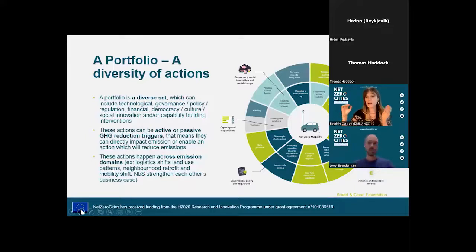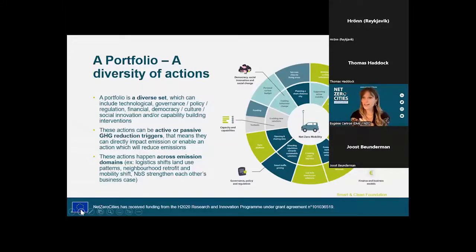The first one is on diversity of action. Essentially, the idea that a portfolio is really a diverse set of actions. They're not just technologies. They are also regulations. There are also elements that are more financial. There are elements of culture and democracy, and how do you actually govern this transition? There are elements where you have to involve capability building in people in your teams, but also in the other ecosystem, the other actors that you're working with.